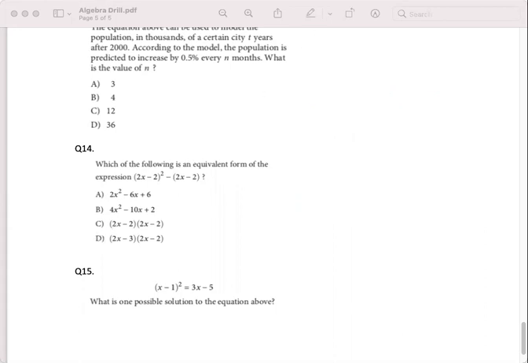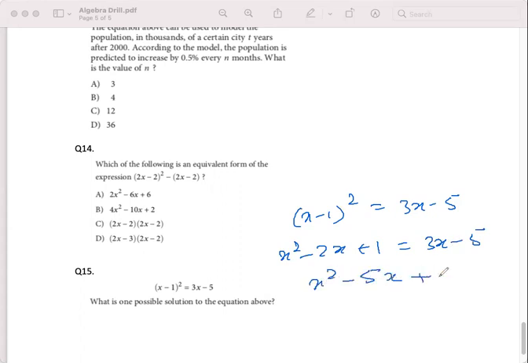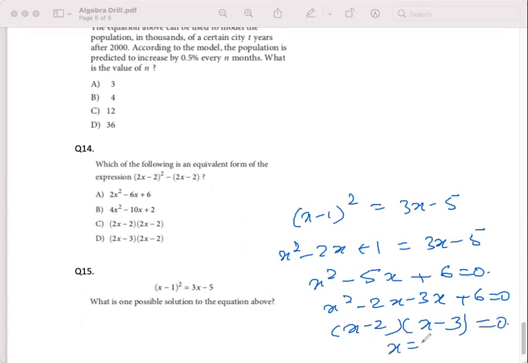And question 15. X minus 1 the whole squared is 3x minus 5. What is one possible solution? So x squared minus 2x plus 1 is 3x minus 5. So x squared minus 5x plus 6 is 0. So x squared minus 2x minus 3x plus 6 is 0. So x minus 2 times x minus 3 is 0. So x could be 2 or 3. So 2 or 3, either of those will work as an answer.